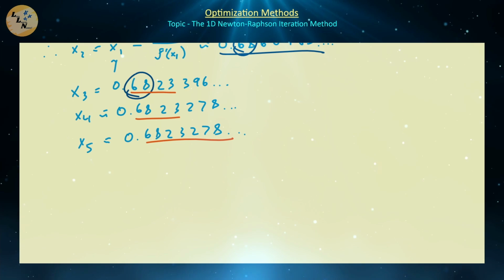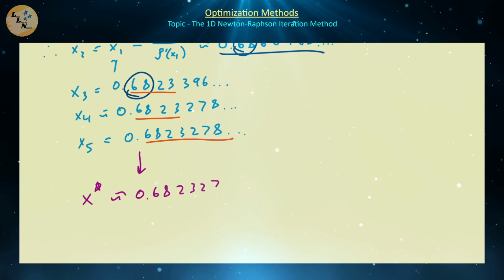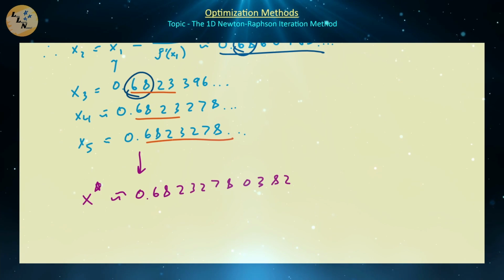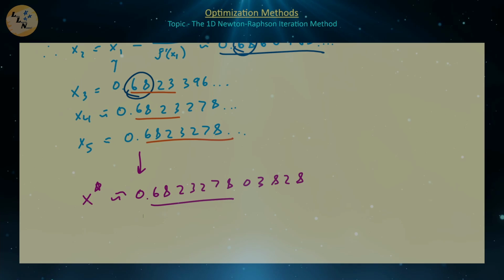In particular, if you continue this on and on and on, one should be able to show that the true solution is approximately equal to 0.682327803828, which does match the first few digits which the Newton-Raphson gives us. And notice that it actually gets very, very close to the exact solution in only a few iterations, which is one of the reasons why the Newton-Raphson iteration method is so popular for solving the zero problem for differentiable functions.